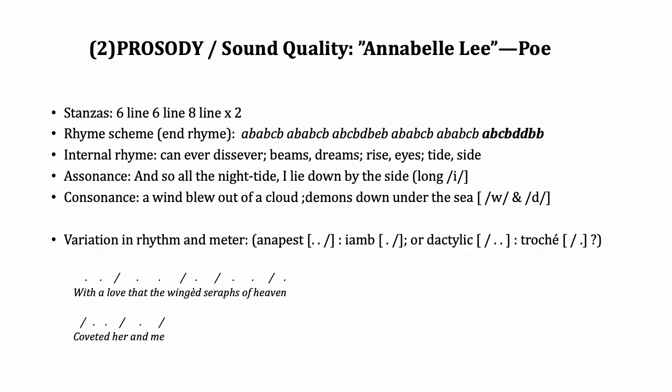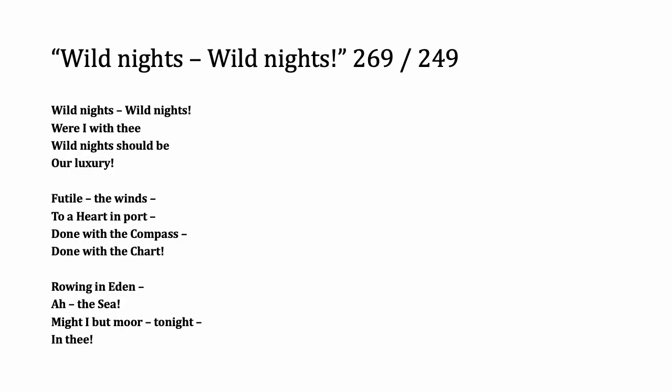The rhythm of this poem is novel but regular. For instance, with a love that the winged seraphs of heaven coveted her and me. I'm not really sure if we've got anapests and iambs or dactyls and trochees, but nonetheless, the rhythm does carry it through.